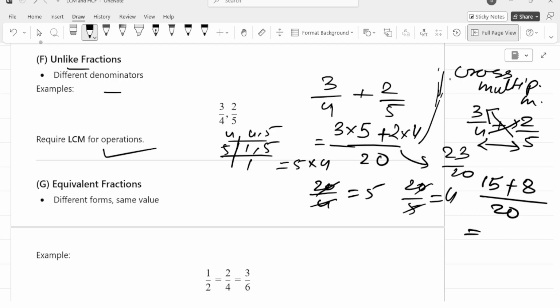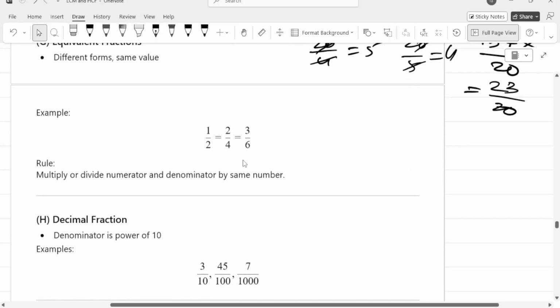And we can easily observe when we use the LCM method and sometimes cross multiplication, we can see which number is easy, we can easily identify. Okay, 15 plus 8, 23 upon 20. Here we can do it so easily.